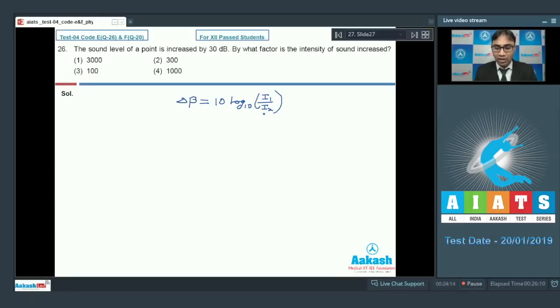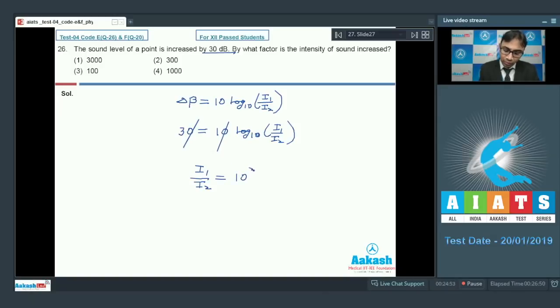So we know that if the loudness changes by delta beta, then the intensity ratio will be I1 by I2. If I use this formula, according to the question, the sound level of a point is increased by 30 dB, so delta dB is 30. This must be equal to 10 log 10 I1 by I2, right? So the 10 will cancel out. So we can write I1 by I2 will be equal to, since if I take the log to the left and here it is base 10, on the right side it will become 10 to the power 3, that will be equal to 1000. So my option number 4 will be the correct choice.